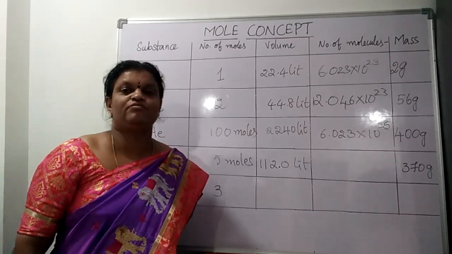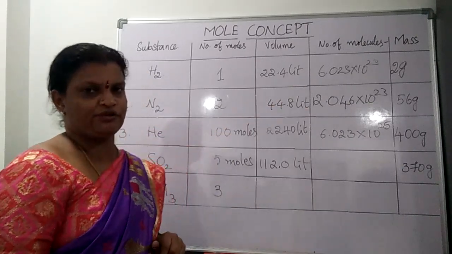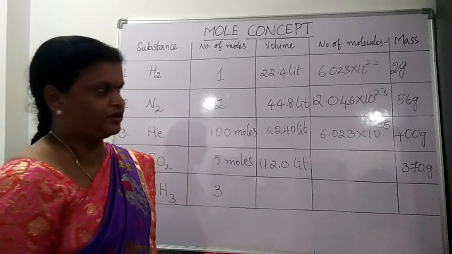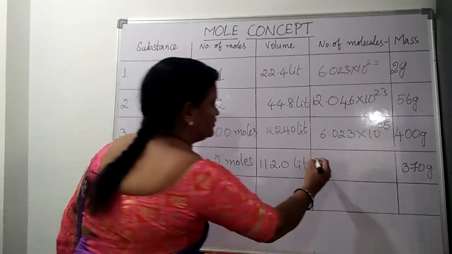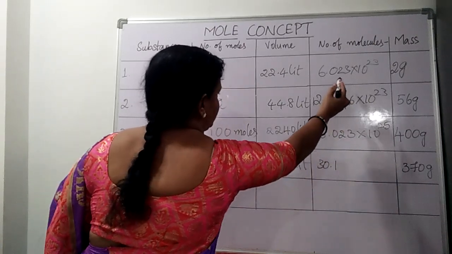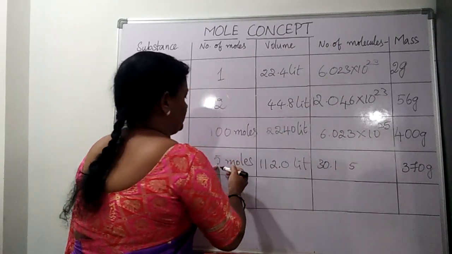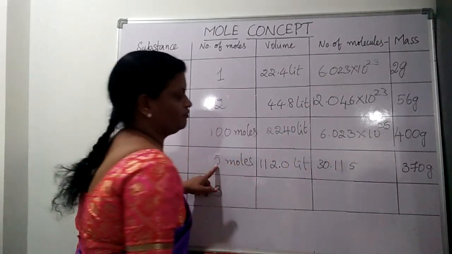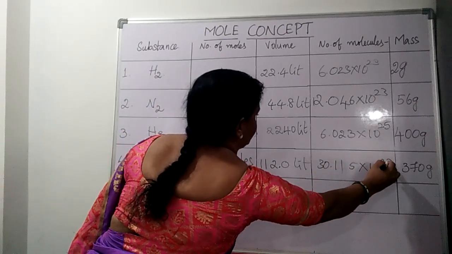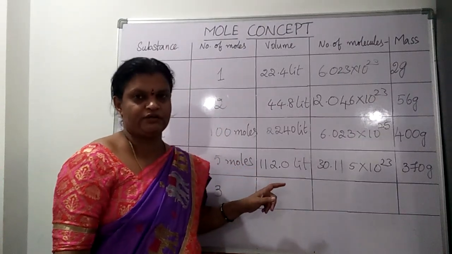Then what about number of molecules of this sulfur dioxide? 1 mole means 6.023 into 10 power 23. 5 moles means 5 into 6.023 into 10 power 23. So directly we can write here 30.1. How much you will get here? 3 into 5, 15, 1, 2 into 5, 10 plus 1, 11. So 30.115 into 10 power 23. Or we can write 3.0115 into 10 power 24.